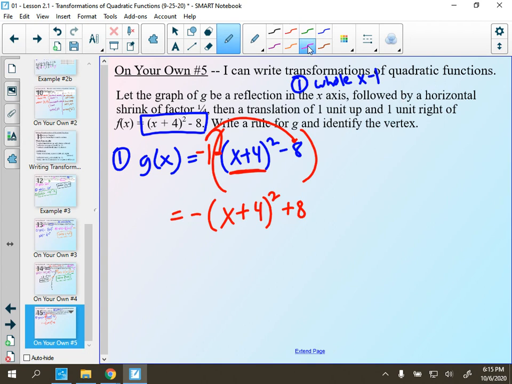Now we're following that by a horizontal shrink by factor 1/4. So a horizontal shrink, this will be our number 2, is just x multiplied by the reciprocal of that factor. So this time we want to multiply by 4. So let's see if we can squeeze it in over here. So g of x, separate all this stuff, separate. We have to separate this minus.